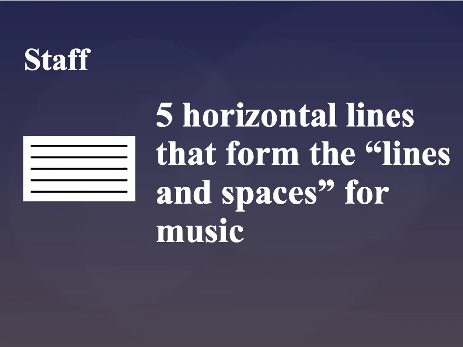Here we go. So you have this big table in your packet, and there's a column for the symbol, a column for the name, and a column for the definition. So here we go with staff. Under the name column, you're going to write staff. The symbol for it is just these 5 horizontal lines. So all you need to do is draw 5 straight lines. Yours will be much prettier. The definition is 5 horizontal lines that form the lines and spaces for music.